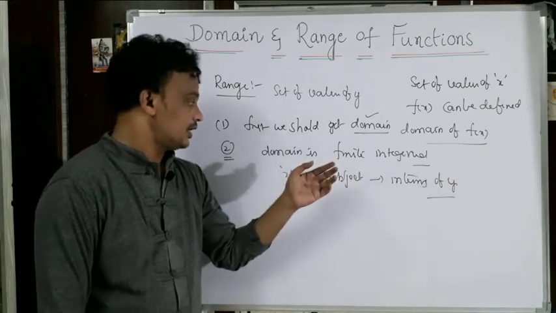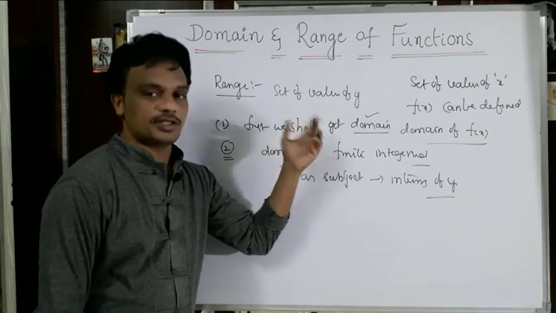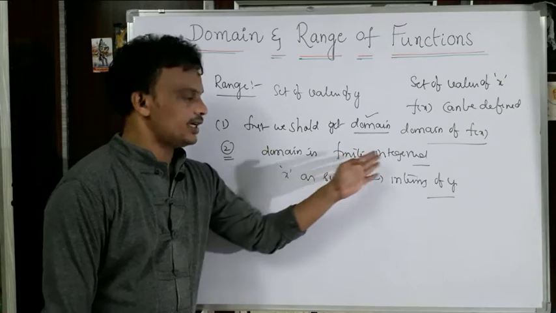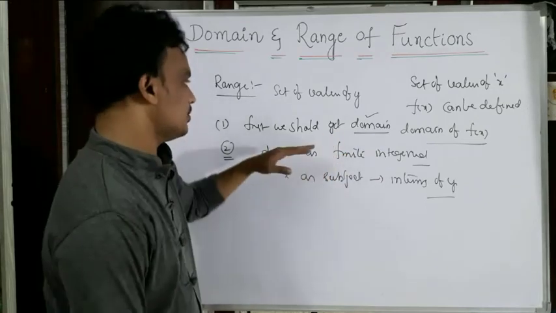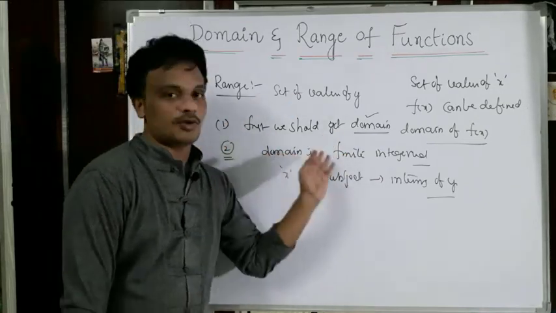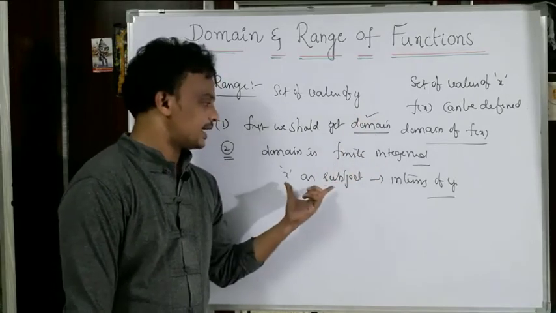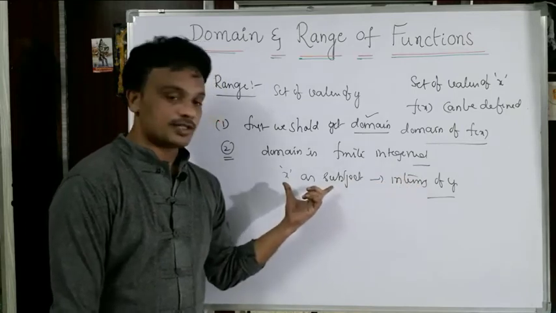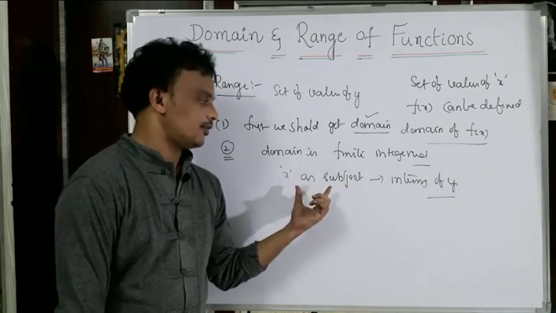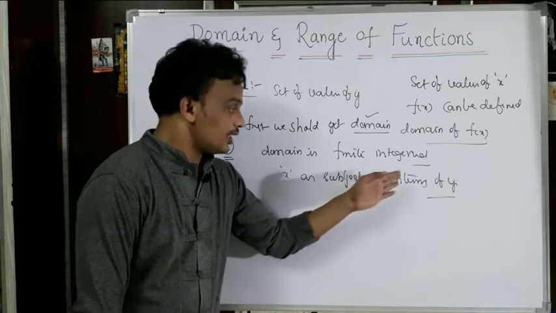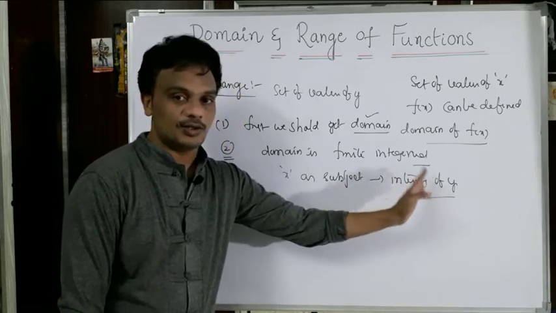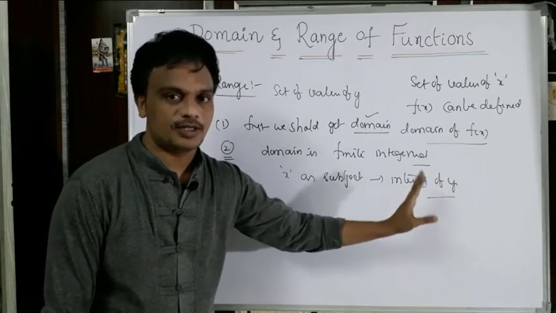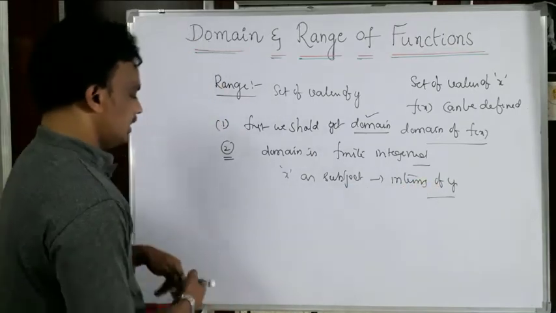Understood or not? So, first of all we should find the domain of a function, that is the very basic thing. After that, if the domain is a finite interval, we transform the function in terms of y, making x the subject. Then, for this interval of x, we find for which values of y it can be defined, that is, the conditions for the existence of y. Let me explain one problem.